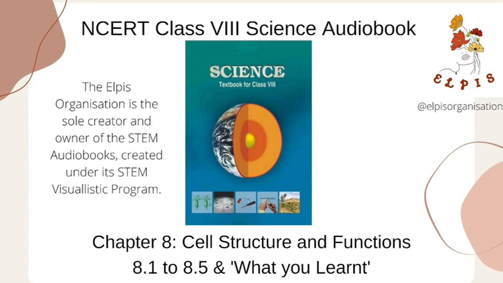Cytoplasm. It is the jelly-like substance present between the cell membrane and the nucleus. Various other components or organelles of cells are present in the cytoplasm. These are mitochondria, Golgi bodies, ribosomes, etc. You will learn about them in later classes.